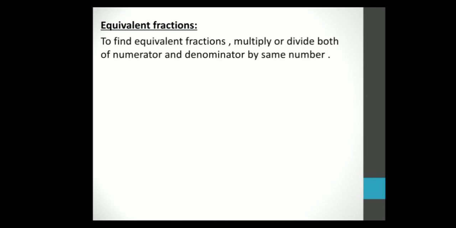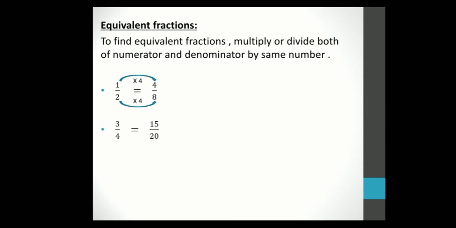Equivalent fractions. How can I get the equivalent fraction? To find the equivalent fraction, we multiply or divide both the numerator and denominator by the same number. For example, 1 over 2 can be written in the form of 4 over 8. How can I convert 1 over 2 to be 4 over 8? First, I convert 1 to be 4 by multiplying 1 by 4. So if I multiply the numerator by 4, I have to multiply the denominator by 4. So I multiply 2 also by 4, which equals 8. So 1 over 2 can be written as 4 over 8.